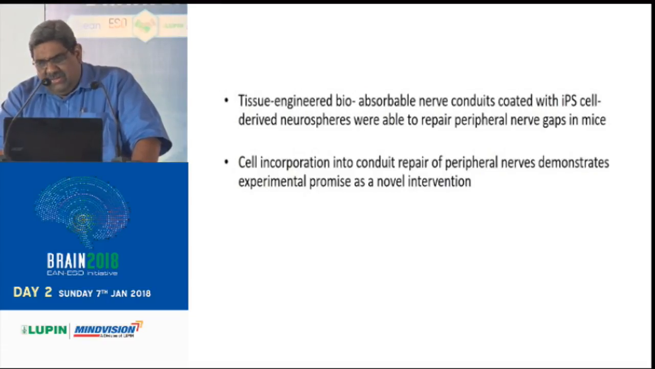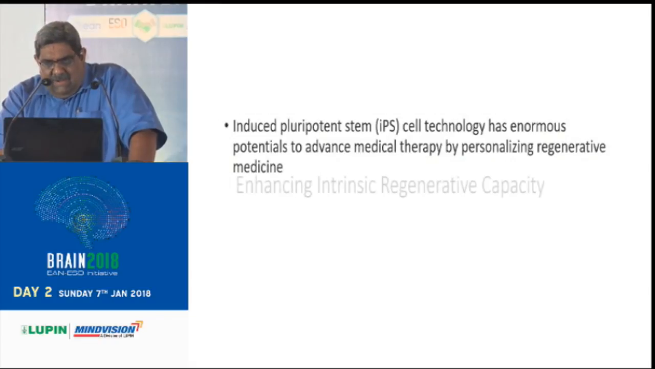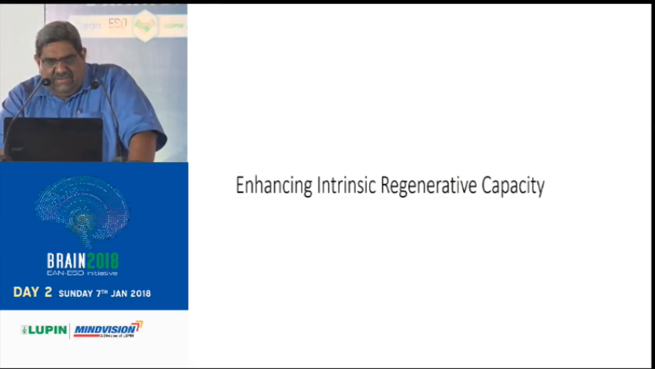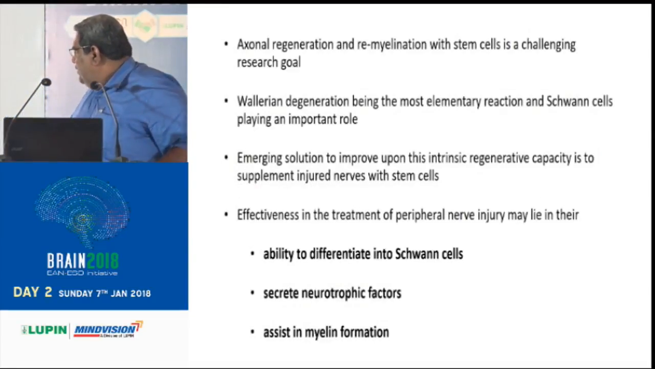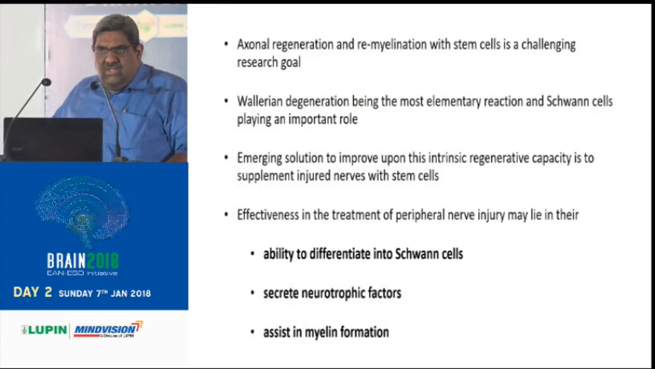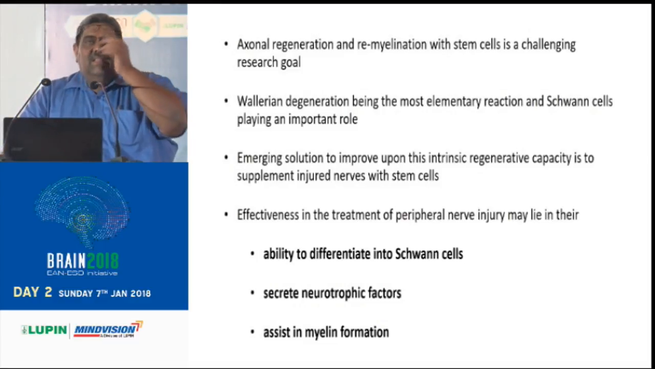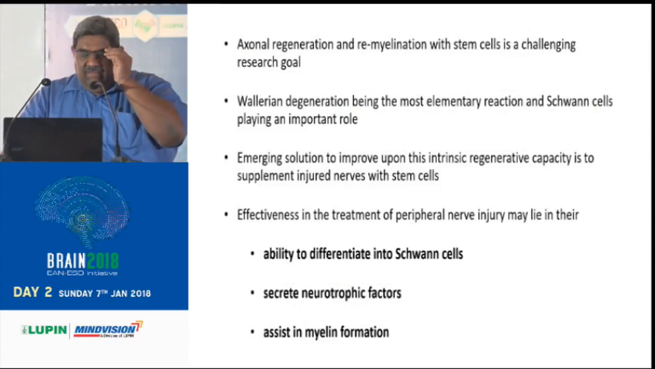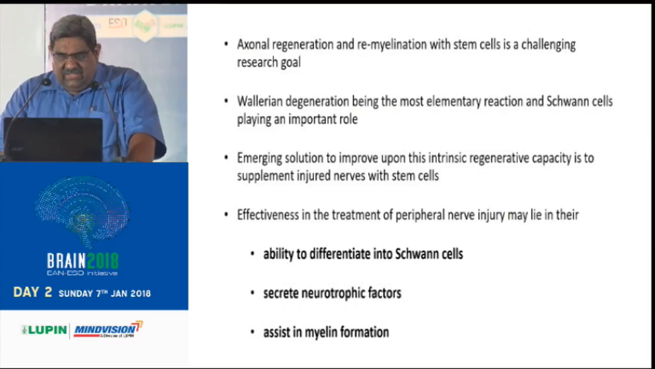Induced pluripotent stem cell technology has enormous potential to advance medical therapy by personalizing regenerative medicine. Enhancing the intrinsic regenerative capacity, as I told you, is why it is going to play a role in the future: it has the ability to differentiate into Schwann cells, it secretes neurotrophic factors, and assists in myelin formation. All these three make me feel that in the next decade there is a role for induced pluripotent stem cells coated with or without the spheroids.